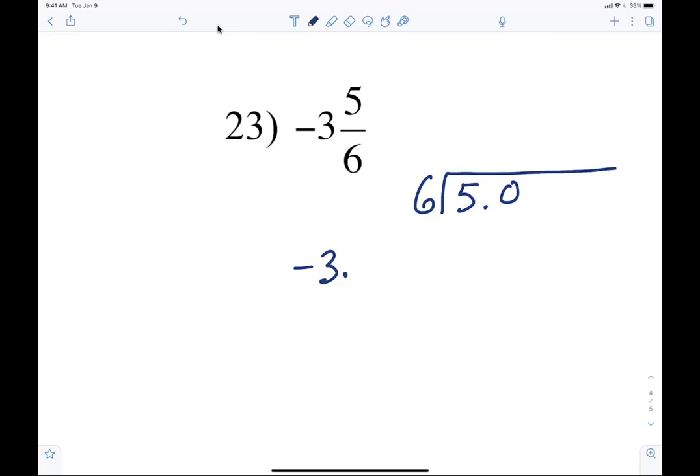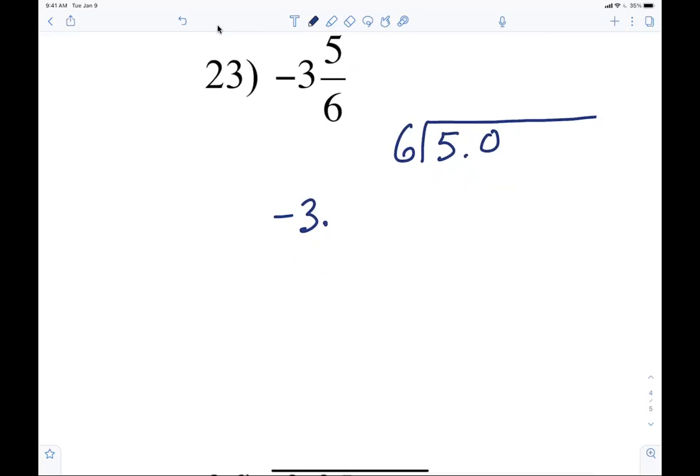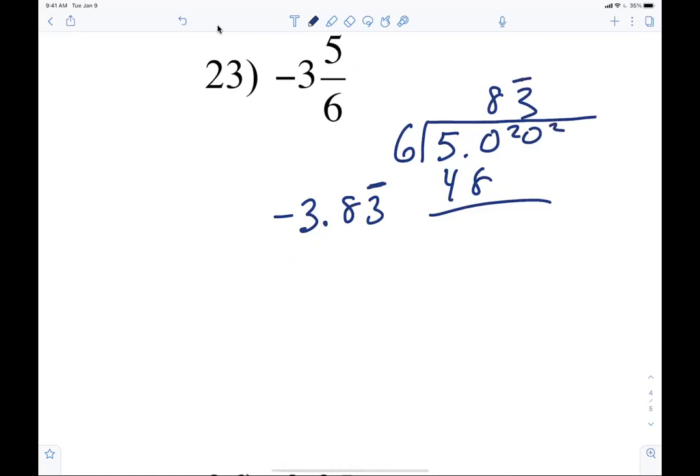I think it's 0.83 repeating, like the 3 is repeating, not the 8. Yes, not the 8. Everybody okay with that? All right, let's double check. 6 goes into 50 8 times. 2 left over. 6 goes into 20 3 times. 2 left over. So you're exactly correct. Thank you very much. 0.83. That wasn't too bad.